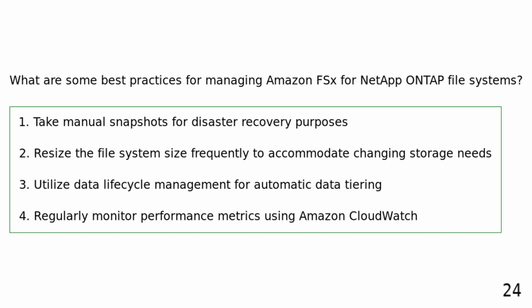What are some best practices for managing Amazon FSx for NetApp ONTAP file systems? Take manual snapshots for disaster recovery purposes. Resize the file system size frequently to accommodate changing storage needs. Utilize data lifecycle management for automatic data tiering. Regularly monitor performance metrics using Amazon CloudWatch.